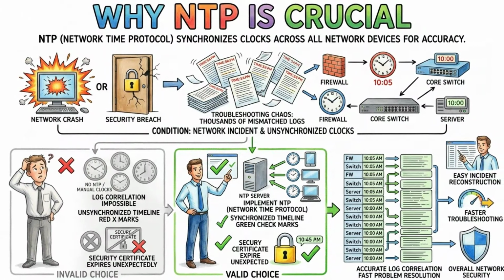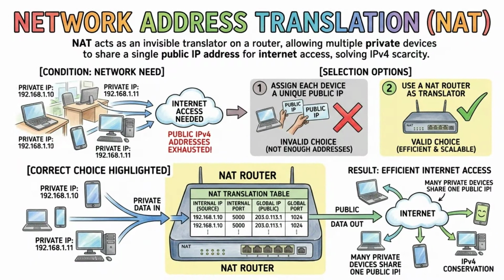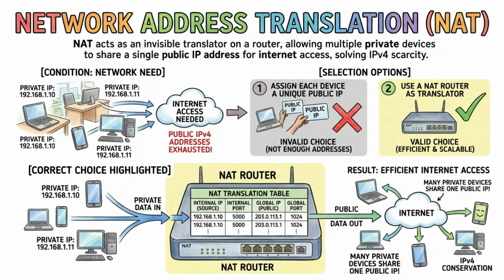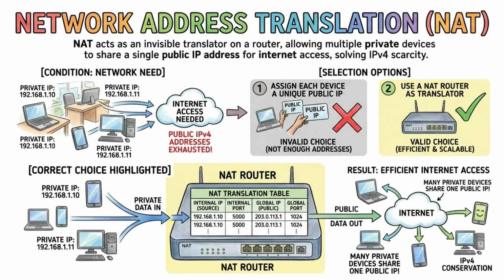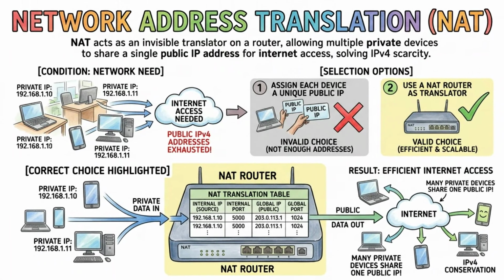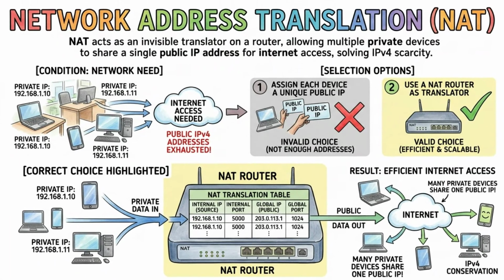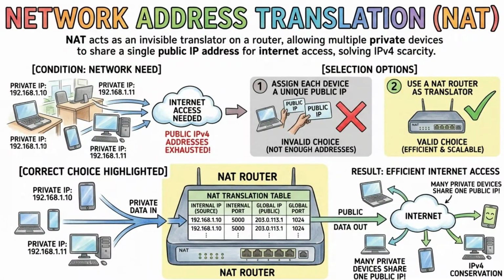grasp for the exam. Moving toward internet connectivity, we must discuss a fundamental technology that essentially saved the Internet from collapsing, called Network Address Translation, or NAT. As we discussed earlier, the world completely ran out of available public IPv4 addresses years ago, meaning we cannot give every single smartphone and laptop a unique public address.